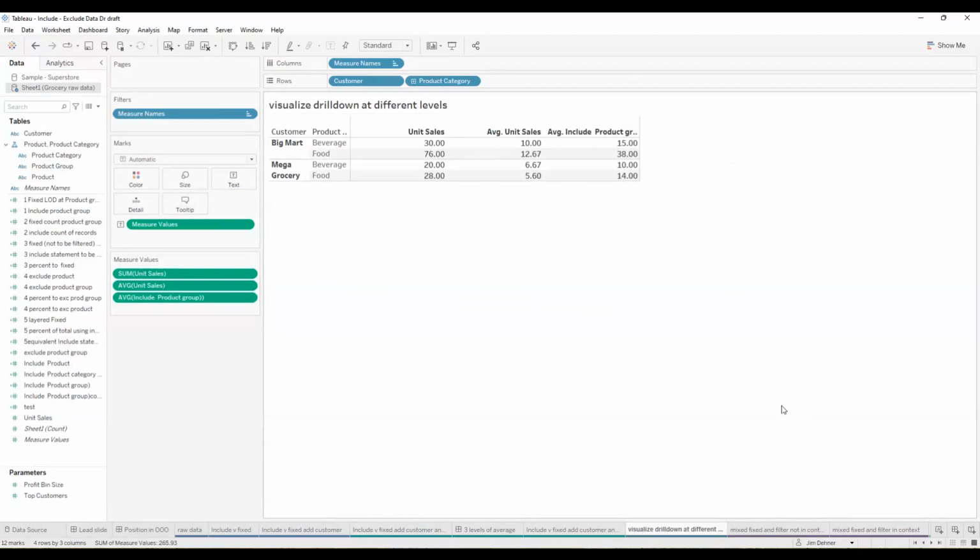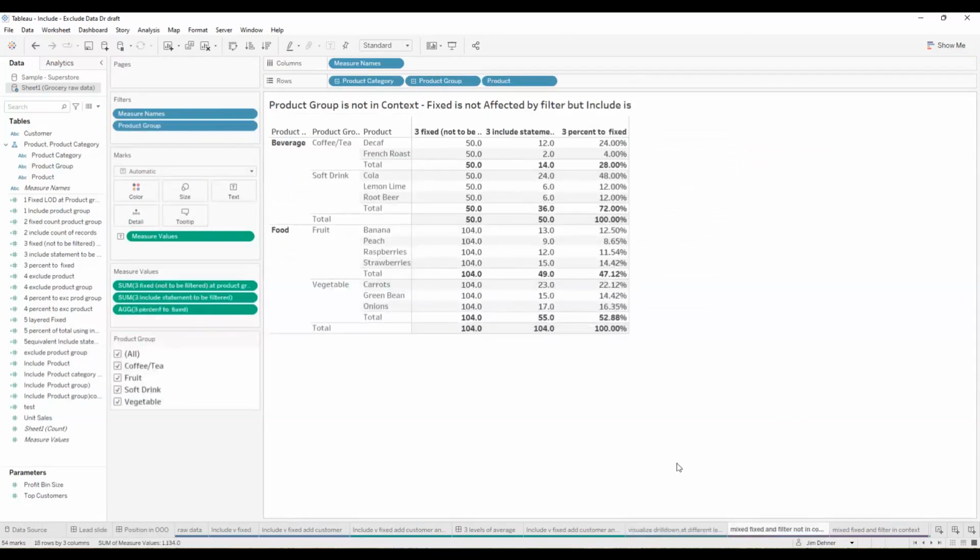But what other things can you do with this include statement? We very often get a question out on the forum where a user will come in and say, well, I want to put a filter on a dimension. And in the same view, what I really want to do is look at the data filtered, and look at the data that's not filtered. Or in this case, I want to put a filter on product group, but I want to look at it 2 ways. I want to look at it when it's filtered, and I want to look at it when it's not filtered.